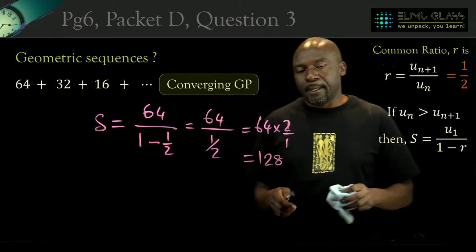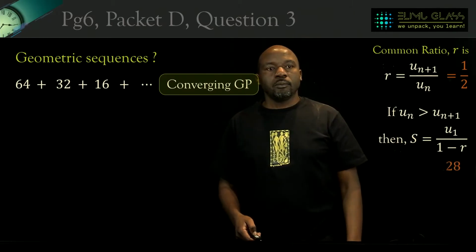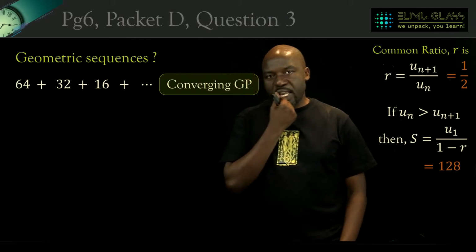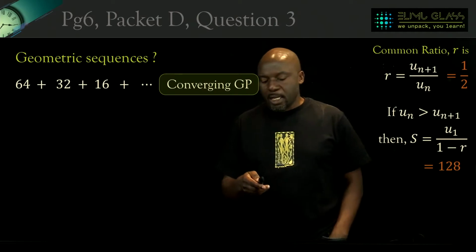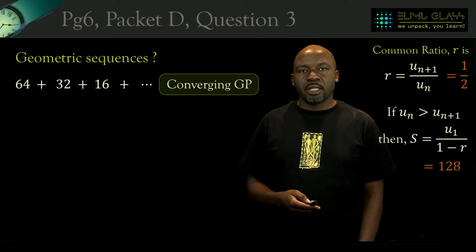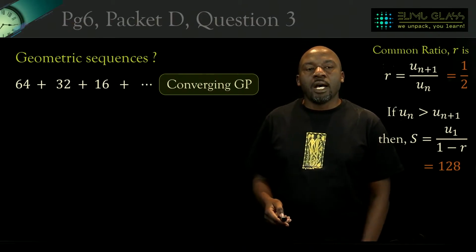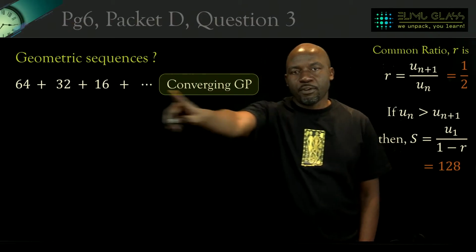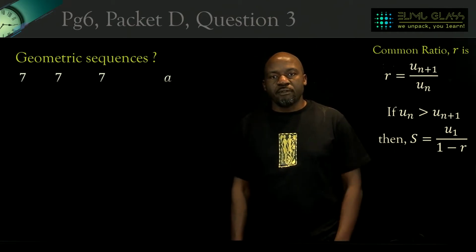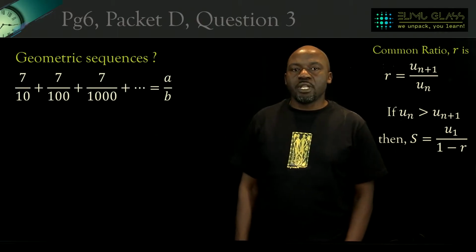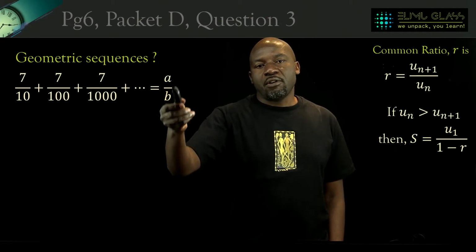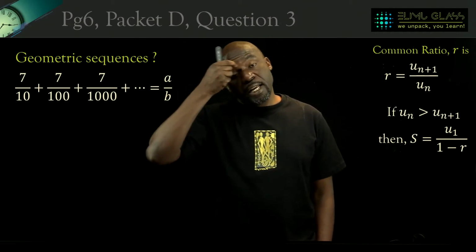Right, we'll move on. Okay, and so I've used those few minutes to try and explain what a geometric sequence looks like. So now let's look at the question at hand, question 3 in this packet D on page 6. So the sum for this one is 128. Now let's move on and look at the one we've been given. Now you can see this is the question we're being given, and we're being told to show that this adds up to some value A over B, and we will find out what A and B are.